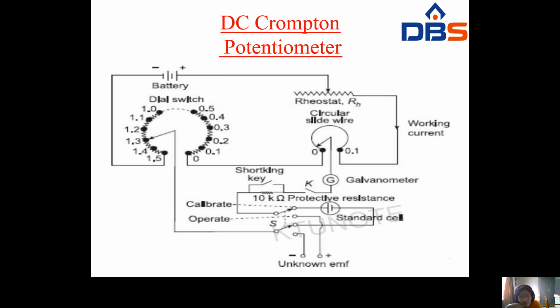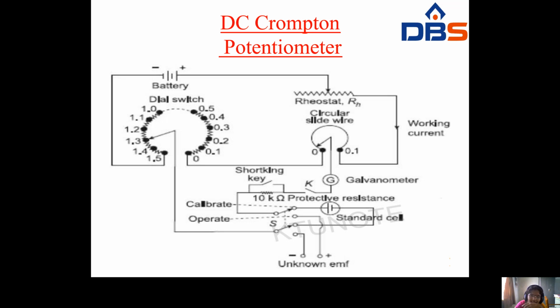Potentiometers are mainly of two types: DC potentiometers and AC potentiometers. One type of DC potentiometer is the DC Crampton potentiometer. In this class we are discussing the working of the DC Crampton potentiometer.